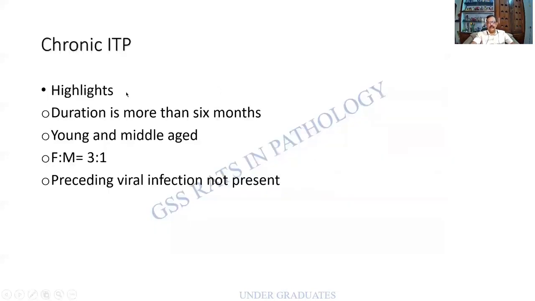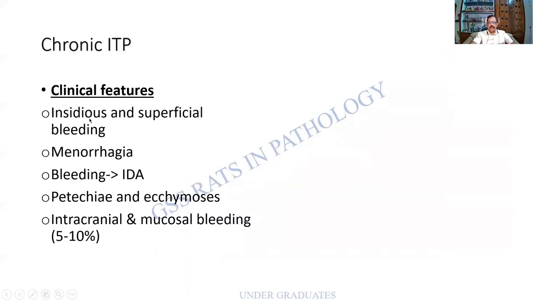Chronic ITP, the highlights are: duration is more than 6 months, young and middle-aged adults, females more common than males, 3:1 ratio, no viral precedence. And it is insidious, gradual in appearance. Menorrhagia, bleeding can be there. Sometimes intracranial bleeding, mucosal bleeding can be present. Petechiae as well as ecchymosis. Ecchymosis means large blotchy regions of bleeding.